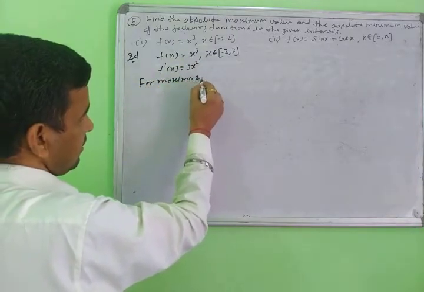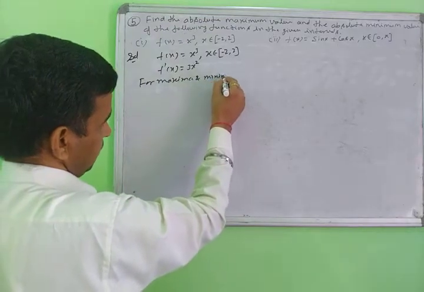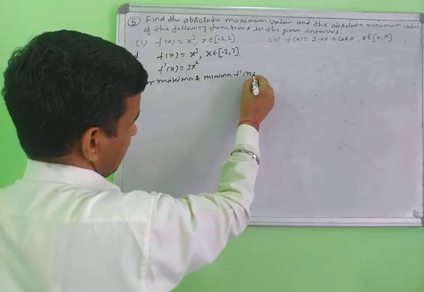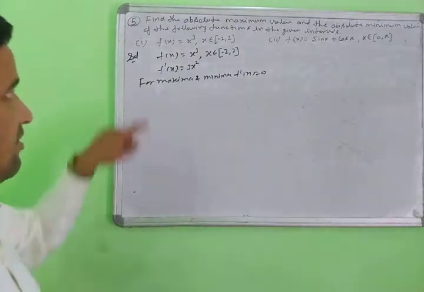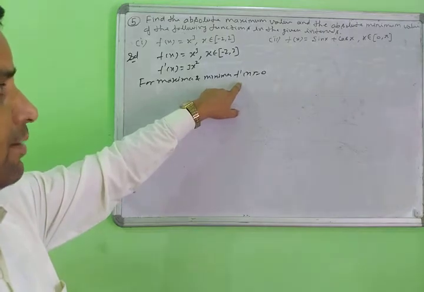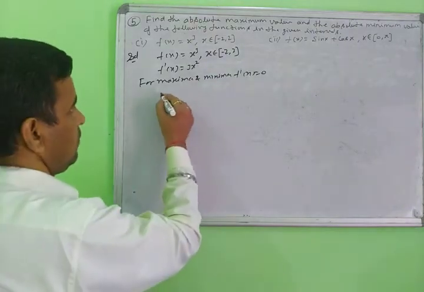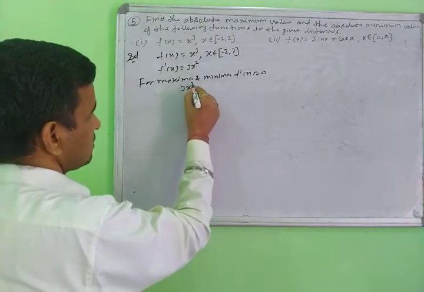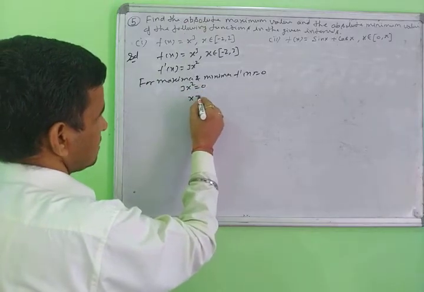For maxima and minima, f dash x equal to 0. This is the first step, differentiate. This is the second step, putting f dash equal to 0. And now 3x square equal to 0, so x equal to 0.